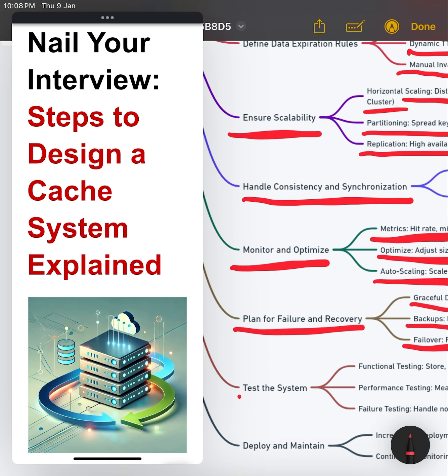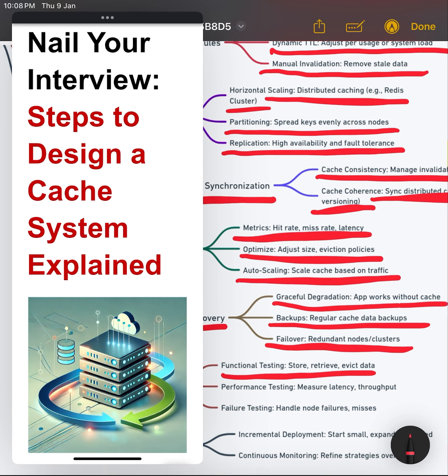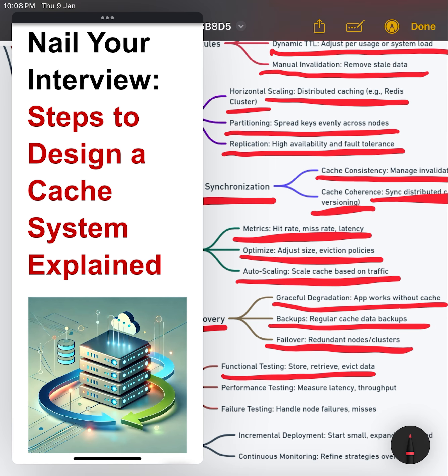11. Test the system. Functional testing. Ensure the cache stores, retrieves, and evicts data correctly. Performance testing. Simulate high traffic and measure latency, throughput, and scalability. Failure testing. Test the system's behavior under node failures or cache misses.